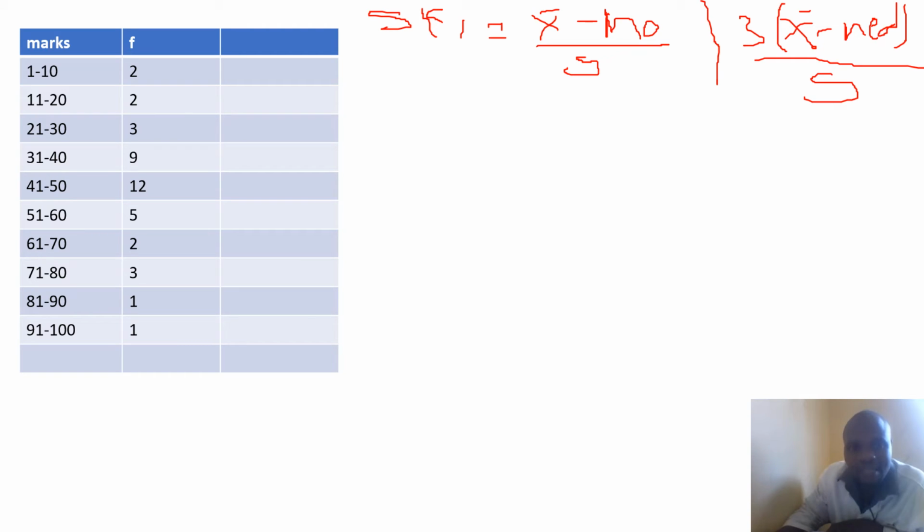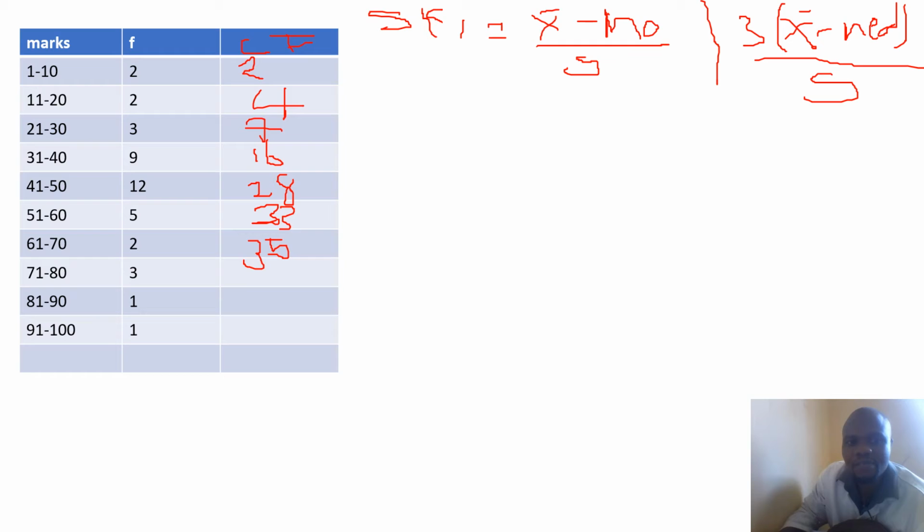So for us, let us first of all get the cumulative frequency here. For the cumulative frequency, you add the previous frequencies. So in this case, we are going to have 2. 2 added to 2, we get 4. 4 added to 3, you get 7. 7 added to 9, you get 16. 16 added to 12, you get 28. 28 added to 5, you get 33. And 33 added to 2, you get 35.